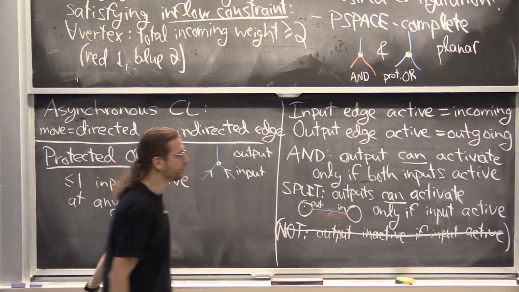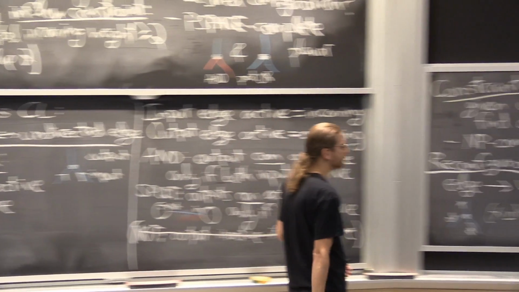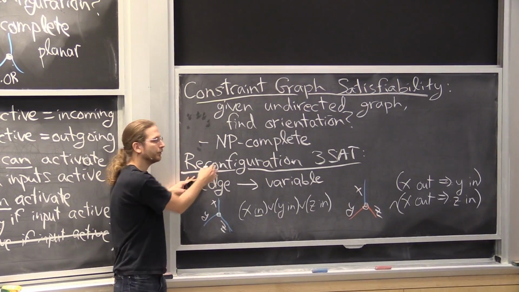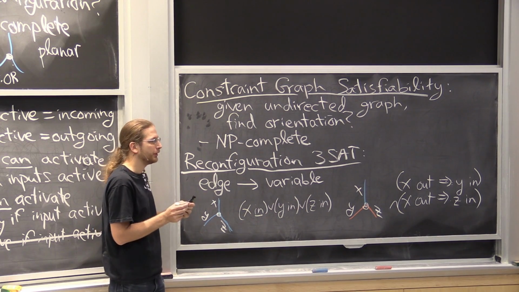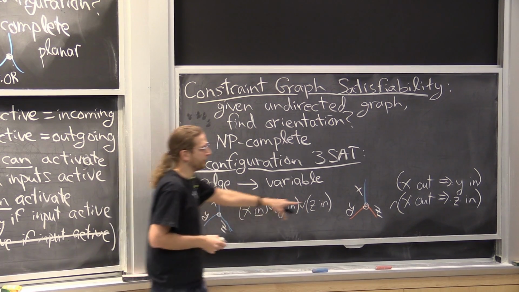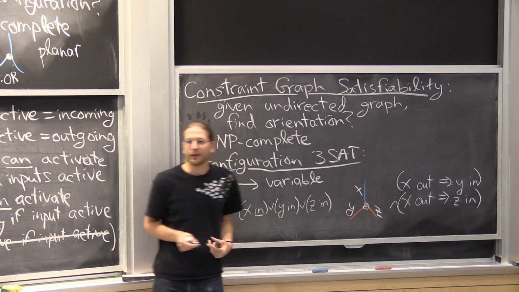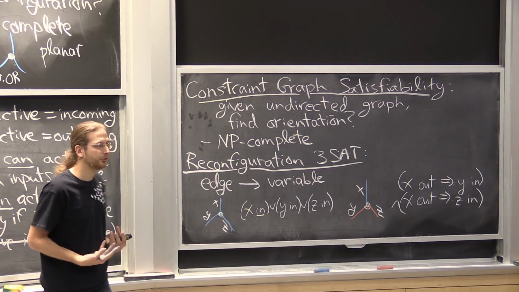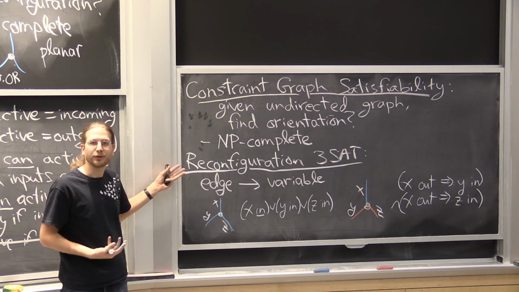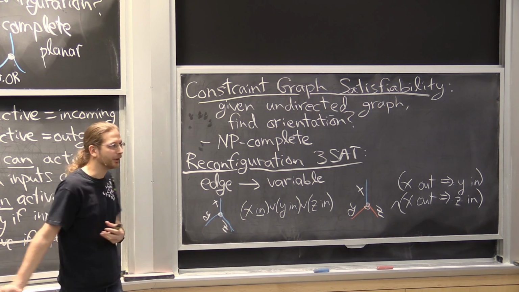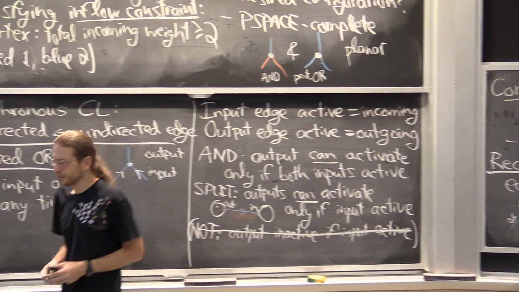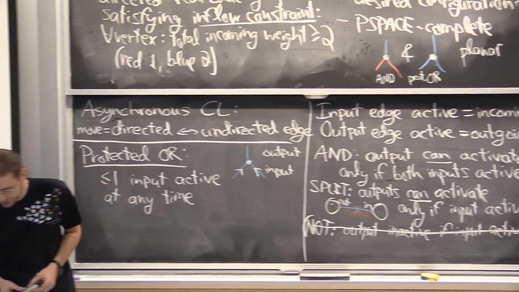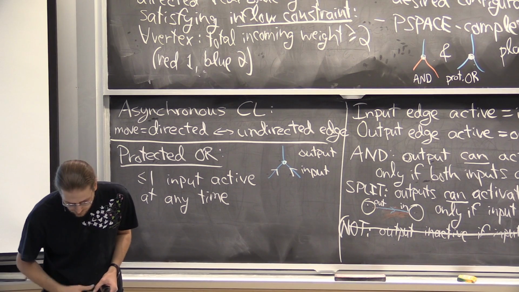So now you get the sense that constraint logic is really just a very simplified version of reconfiguration 3-SAT. We have some very specific constraints on what we need to worry about, some very specific types of vertices we need to implement, and that's it. So of course, you could simulate all of reconfiguration 3-SAT, but your life is going to be a lot easier by simulating this special case. And you've seen already a few examples of that.